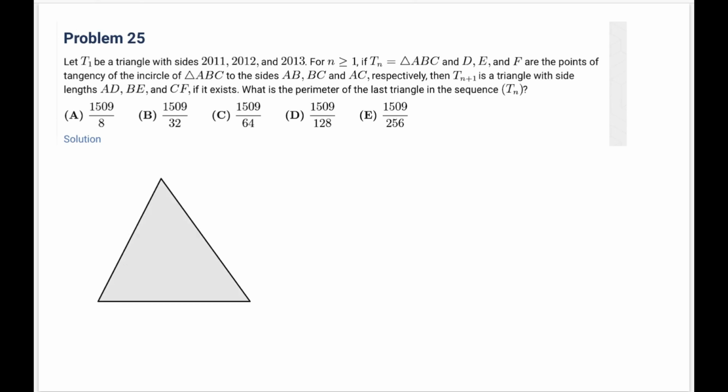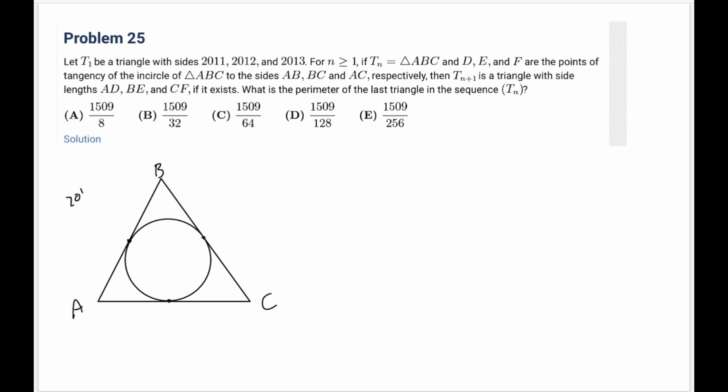Okay, so let's try to make a triangle, with sides 2011, 2012, and 2013. For n greater than or equal to 1, Tn equals ABC, right? D, E, F are the points of tangency of the incircle of ABC. So let's make the incircle, and it would be tangent like that to the sides AB, BC, and AC respectively. If we plot these points and connect them, Tn+1 will be the triangle with side lengths AD, BE, and CF.